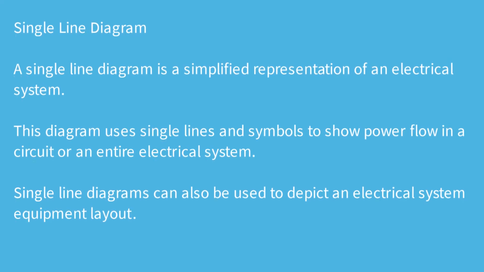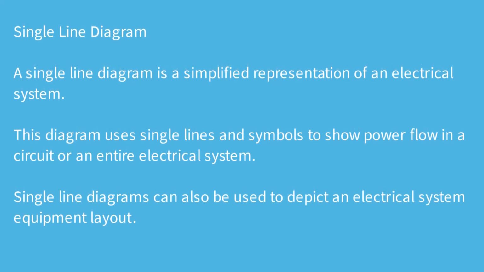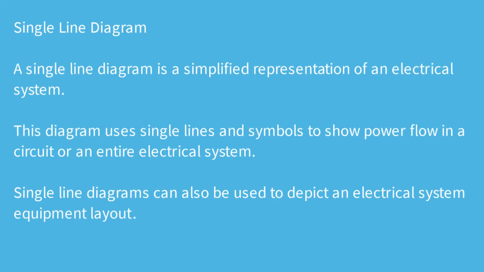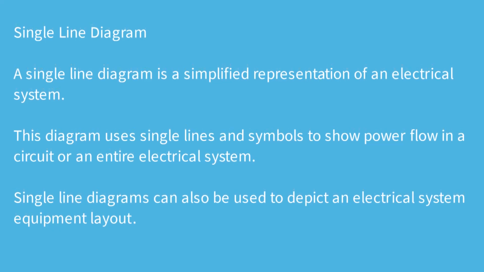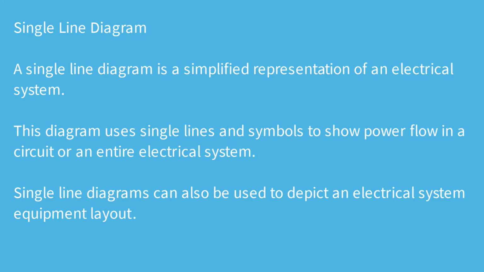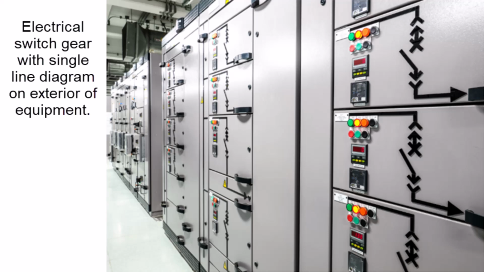Single line diagram. A single line diagram is a simplified representation of an electrical system. This diagram uses single lines and symbols to show power flow in a circuit or an entire electrical system. Single line diagrams can also be used to depict an electrical system equipment layout. Displayed is a single line diagram that shows the electrical layout of the air compressor shown previously. Single line diagrams are used in the electrical utility sector to depict power distribution and control circuits clearly and concisely.